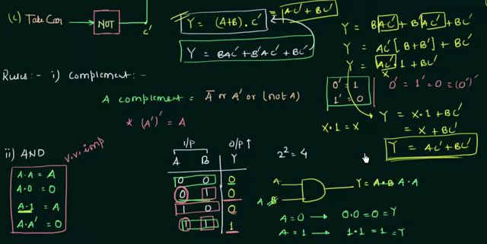In the next presentation I will explain 2 or 3 problems, and that will help you to solve the Boolean algebra. And you can see we have reduced the number of gates. Here we were having more gates as compared to this one.